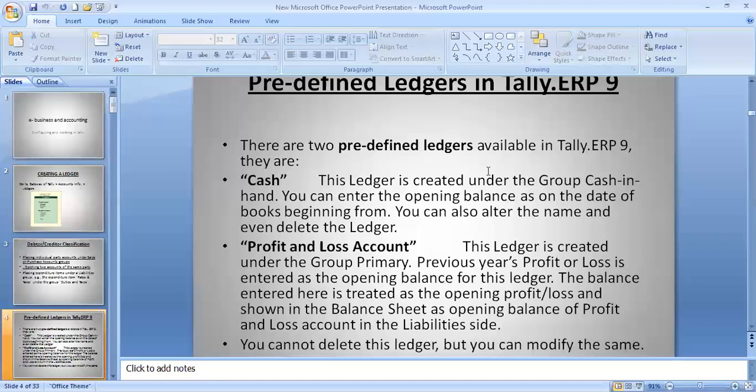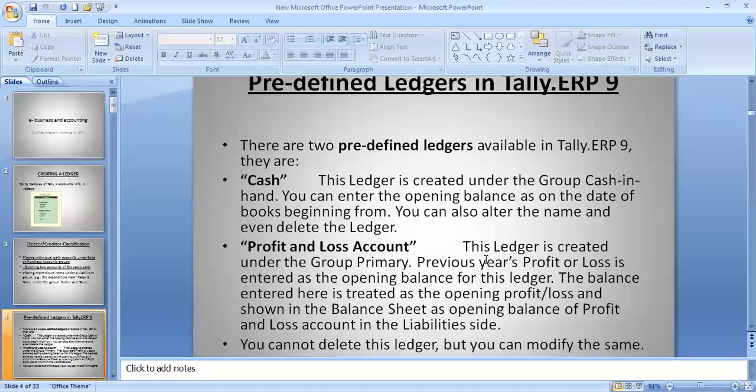Okay. And one more predefined ledger in Tally ERP9 is the profit and loss account. Very important. So what is the purpose of preparing this profit and loss account? This ledger is created under the group primary. Okay. So I told you in the previous session, the profit and loss account is purely meant for the revenue items. All the other items will appear here. So which are the other items or values that are going to appear?